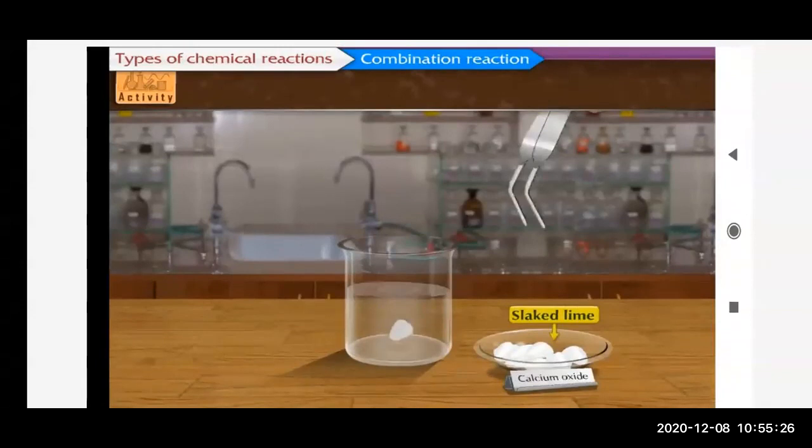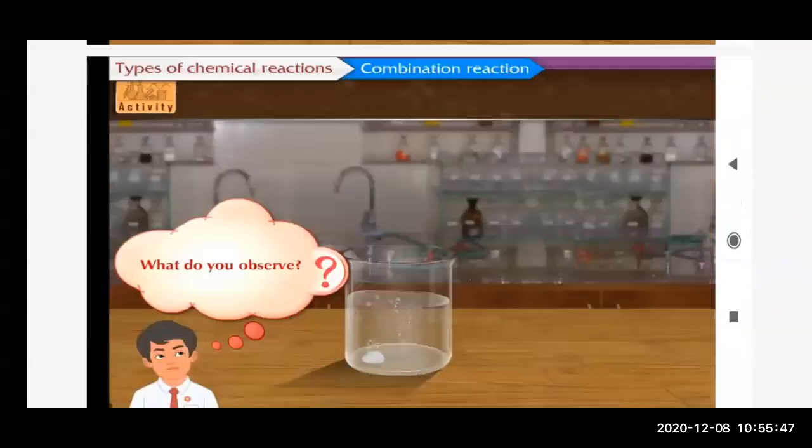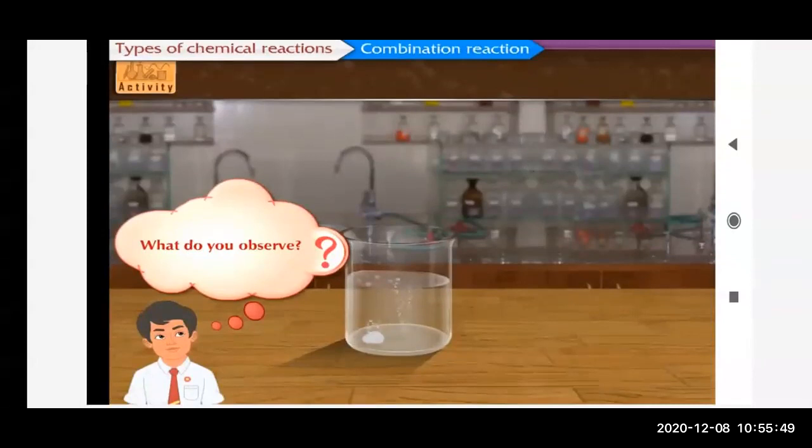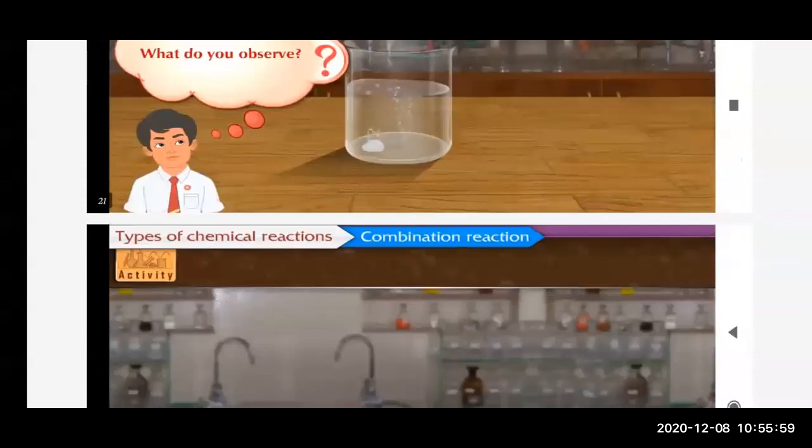beaker, half of it. Add a few drops of slaked lime, that is calcium oxide, to it. So slaked lime means calcium oxide, so you are going to add a few drops of calcium oxide in the water. So calcium hydroxide is formed by the combination of calcium oxide and water with generation of large amount of it. Now what do you observe? When this reaction takes place, when some amount of calcium oxide is put in the water, what do you observe?